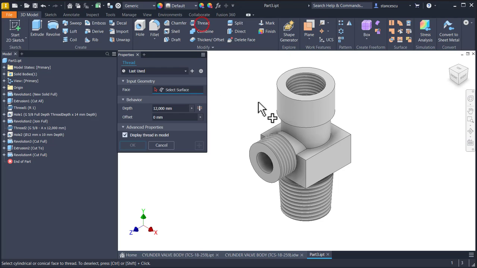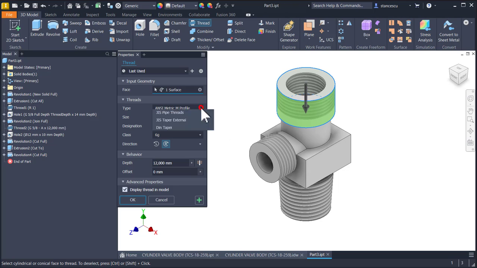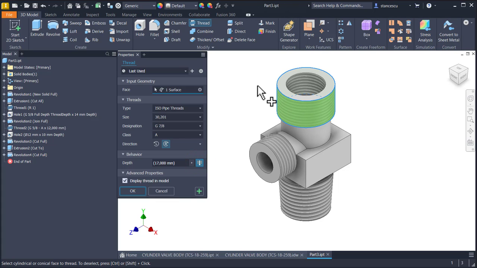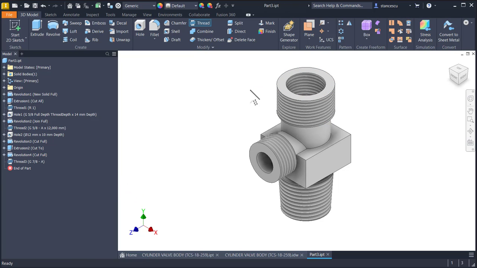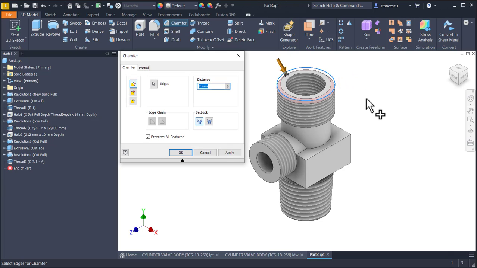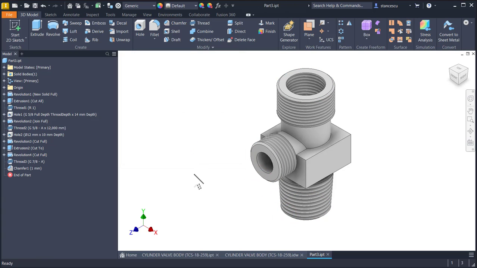We apply the thread on this face, which is ISO pipe threads for the full face with dimension of gas 7/8 because we place here a good diameter 30.201. Okay, I apply chamfers of 1 to these 3 ends. Okay, now we have the part, my friends. Let's see what about the volume.